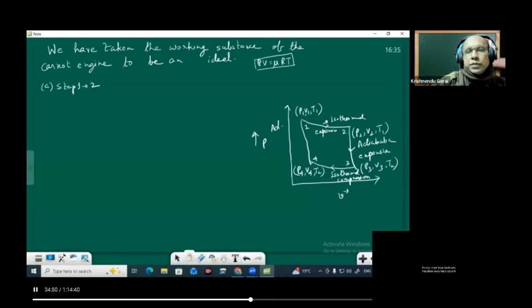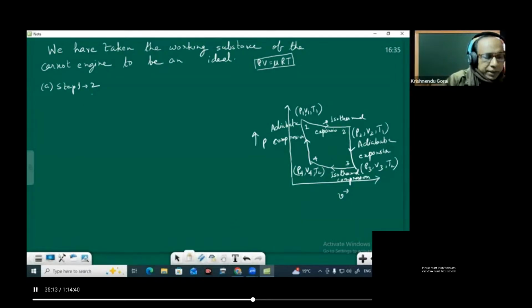So there are 4 steps. Adiabatic compression, in which region? In this region, right? And this is a total cycle. Adiabatic compression from 4 to 1. Now we'll find the various work done. How to find the work done, that is important for us.